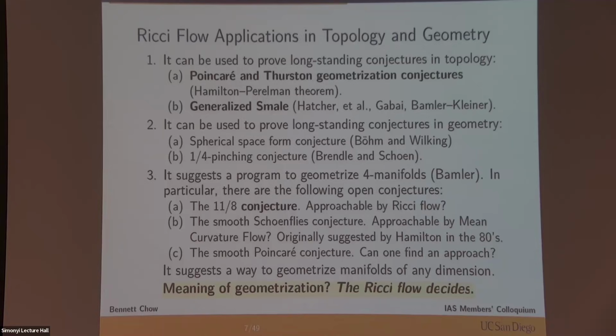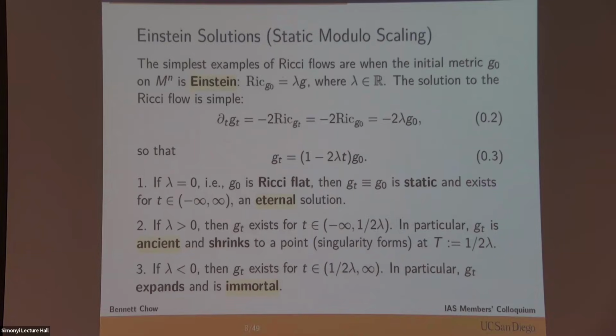And so one can ask, can you geometrize 4-manifolds? This is implicit in the work of Bandler. And one answer could be that the Ricci flow decides what geometrization means. Okay, so I'll try to explain that in this talk a little bit, Bandler's program.